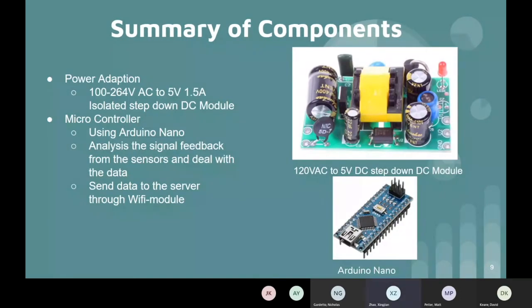For the power adaptation, we decided to use the 120 volt AC to 5 volt DC voltage step down module, since it's small and compact compared to other similar modules, and it has very good stability. For the last component, we do need a microcontroller, so we picked the Arduino Nano to do all kinds of stuff, such as analyzing and sending all the data, as well as communicating with the Wi-Fi module. And the Arduino Nano is tiny, easy, and powerful, which would be the best fit for our product.